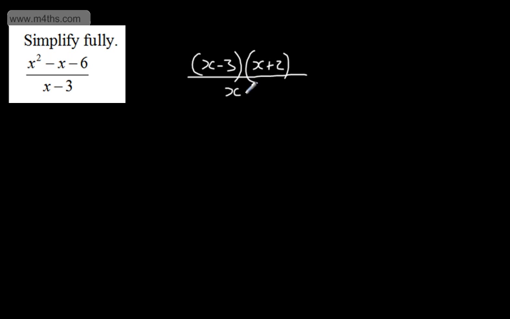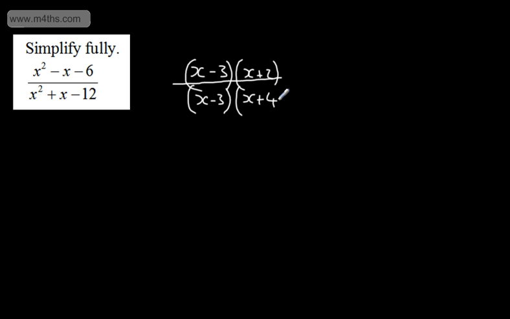The denominator is going to be x minus 3. We can cancel the x minus 3's, and that's simply going to leave us x plus 2. So our final answer, you could put this over 1. Generally speaking though, we would write it as x plus 2. I've factored the quadratic expression here and simply gone ahead and cancelled off the x minus 3's.